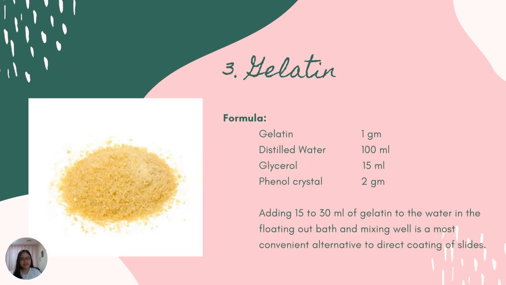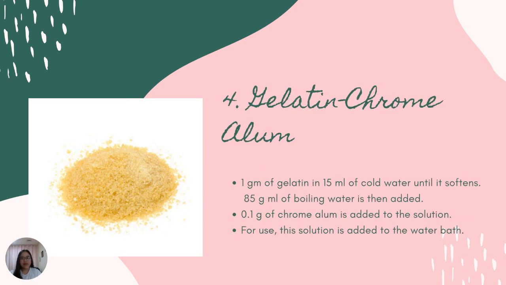The third one is gelatin, and the formula is gelatin, distilled water, glycerol, and phenol crystals. It also says here that adding 15 to 30 ml of gelatin to the water in the floating out bath and mixing well is the most convenient alternative to direct coating of slides. The fourth one is gelatin chrome alum. It is made by soaking 1 gram of gelatin in 15 ml of cold water until it softens.